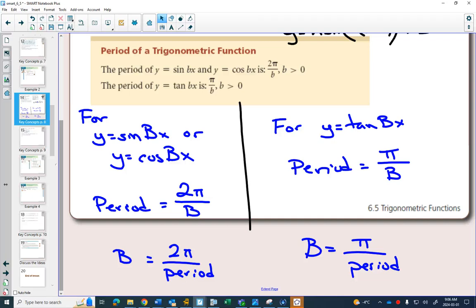So we have the formula once, where its period equals 2 pi over the b value. If you rearrange that formula, because sometimes you'll get a graph and you'll have to find the equation, then it's nice to know that your b value is always 2 pi divided by your period for y equals sine x and y equals cos x, and your b value is pi divided by your period for your y equals tan x graphs.